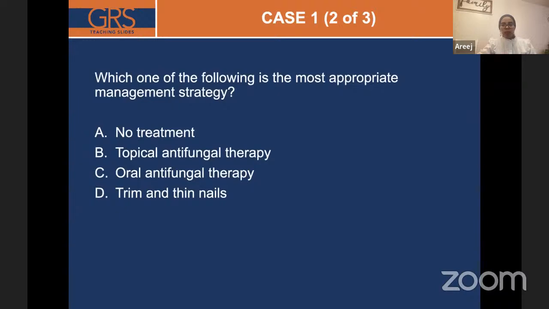Which of the following is the most appropriate management strategy? A, no treatment; B, topical antifungal therapy; C, oral antifungal therapy; or D, trim and thin the nails. What do you think, guys?